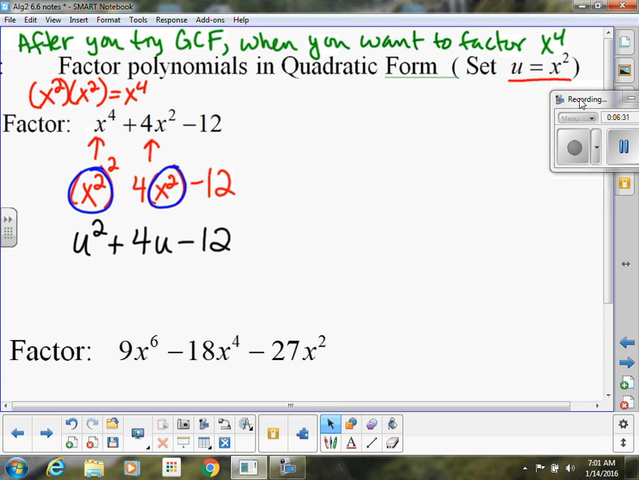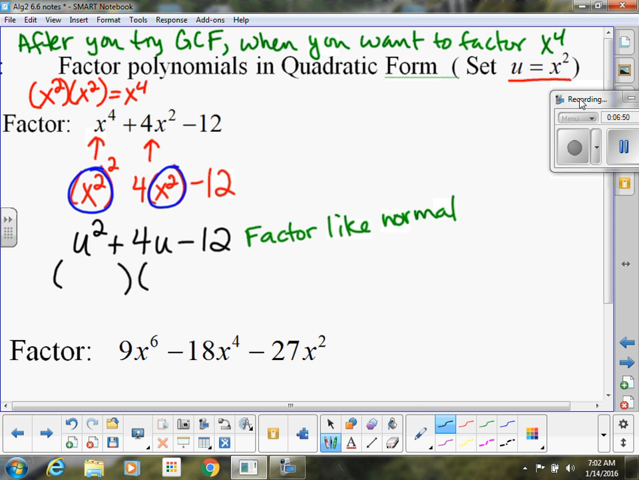Well, from here, this is so we can factor like normal. We know how to do this kind of factoring. This is like what we did last semester. So here we're going to factor like normal. I'm asking myself, what 2 numbers multiply to give me negative 12, add to give me 4? So that's going to be positive 6 and negative 2, right? So if I have that, then I've been able to factor like normal, and that's factored, right? It's just I had the letter u instead of the letter x.